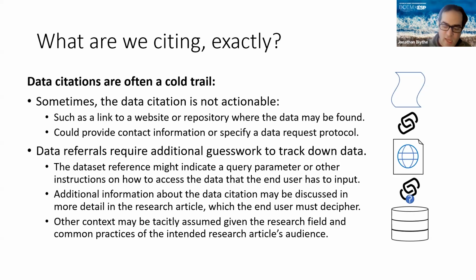You could actually say in the article, in the methods section, we went to this repository, we subsetted using these parameters or whatever, or we contacted this person. So they give you contact information, or even a request protocol. But the point is, the data is not actionable. So there's additional guesswork that the user has to do. This leaves them a cold trail. Potentially they'll never be able to definitively address this ambiguity.